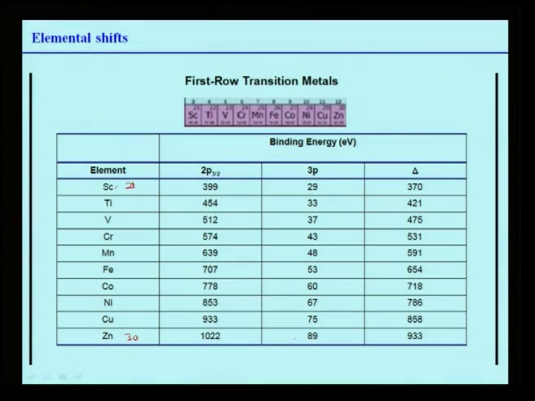Now, if you make alloys between them, suppose you make alloys between scandium and titanium, there will be a shift of 327. Similarly, between titanium and iron, there will be a shift of 421. So, you can clearly see the shifts because of the formation of alloys among the different elements. This alloys means solid solution types.